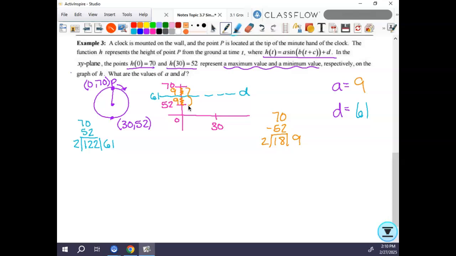Now, I didn't even plot the points, right? I didn't necessarily need to. I could have, and like I said, I'm going to because I want to talk a little bit further in this question. If I was to plot them, I have (0, 70), and then (30, 52), that right there.